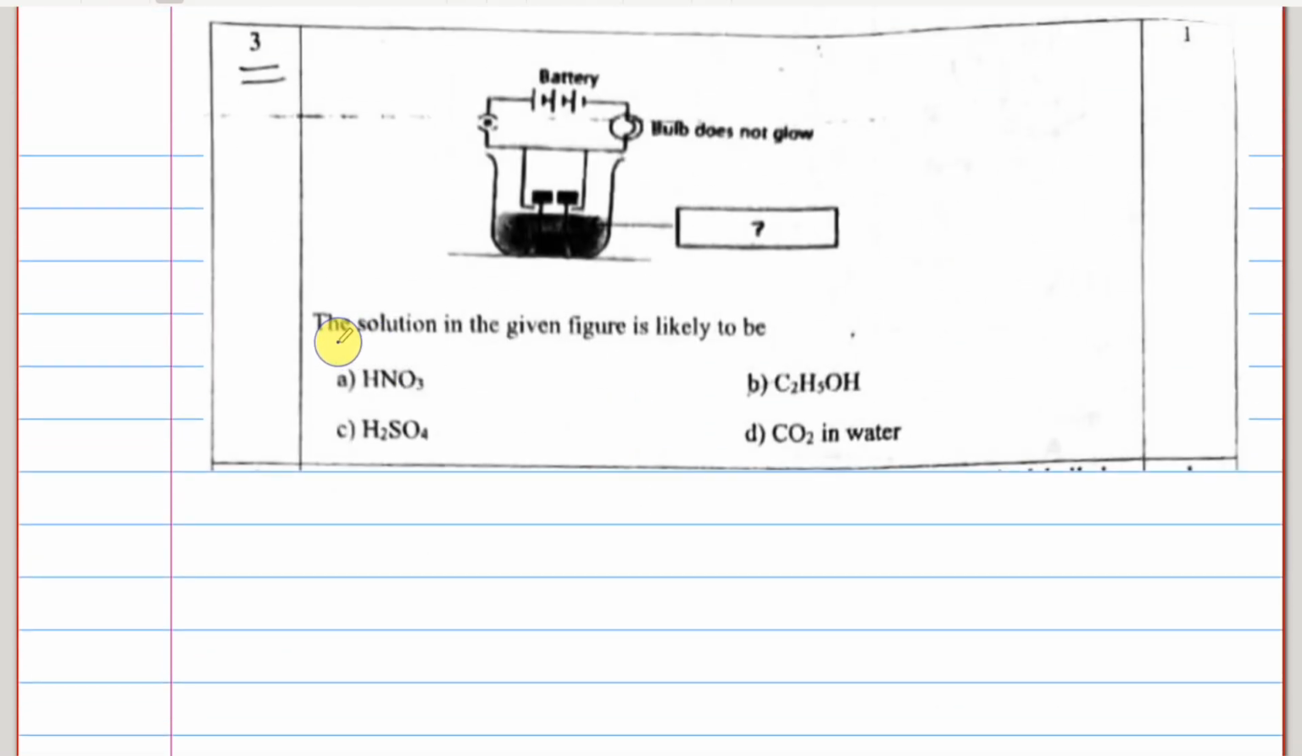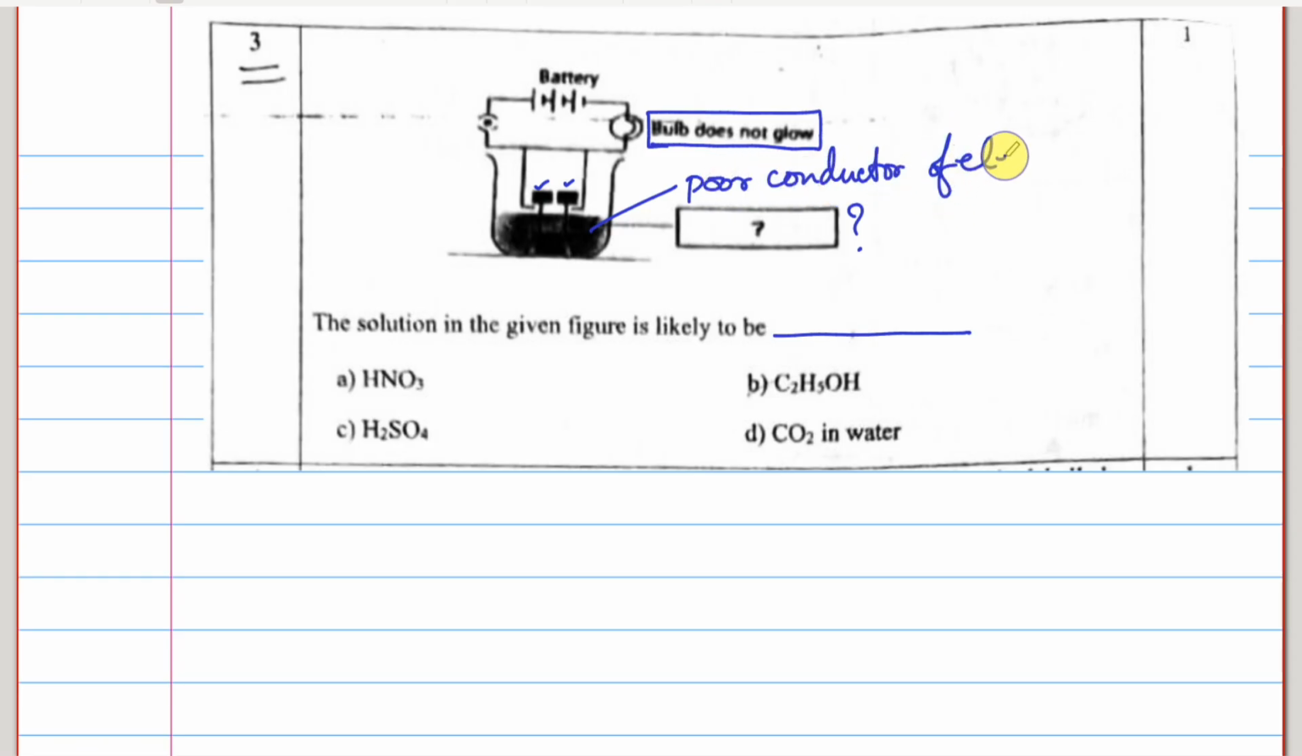Third question. The solution in the given figure is likely to be dash. So we'll have to choose an option. So let us look at the figure. They have given a battery. They are showing us two electrodes being dipped into a solution of some kind. And they're asking us what kind of solution is it. And they have mentioned within the figure that the bulb does not glow. So if the bulb does not glow, that means the solution must be poor conductor of electricity. Poor conductor of electric current.